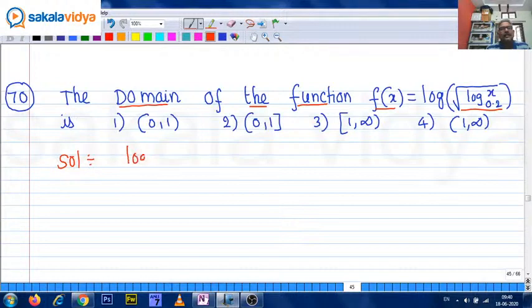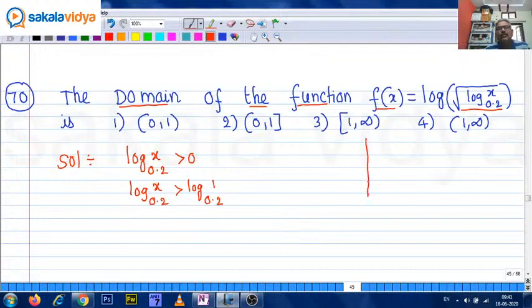Since log 0 is not defined, here the log x to the base 0.2 must be greater than 0. So we can write log x to the base 0.2 greater than log 1 to the base 0.2.